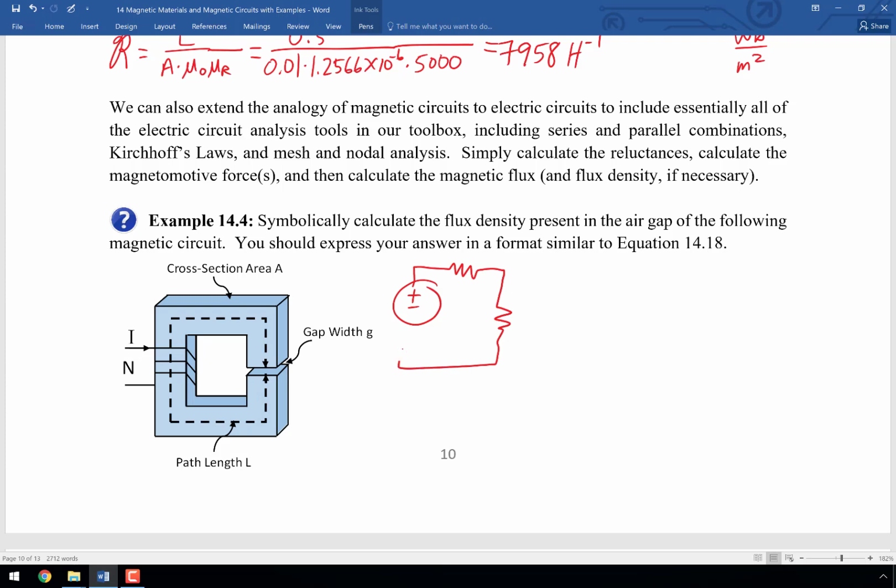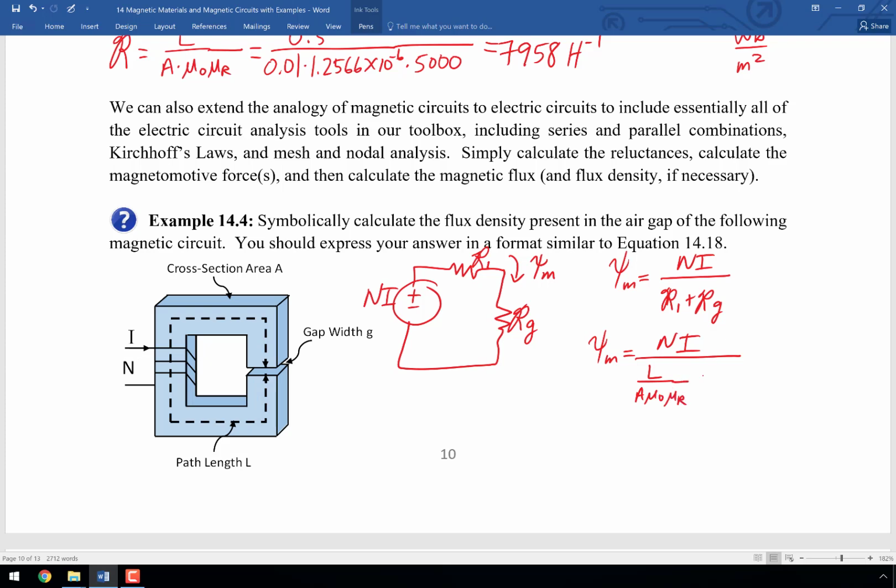We're going to need two reluctances now. I'll call this the reluctance of the gap, and I'll just call this reluctance sub 1, because that's going to be the main reluctance of the core. That's N times I, and this would be psi sub m. So we know that psi sub m is equal to Ni divided by, and because those two reluctances are in series, I can call that R sub 1 plus R sub g. And therefore psi sub m is equal to Ni divided by, what's the reluctance of the core? Well, that's going to be L divided by A mu sub 0 mu sub R. And what is the reluctance of the gap? Well, that's L divided by A times mu sub 0, and mu sub R of air is 1. Remember, the air is not a ferromagnetic material. Air is not iron, nickel, cobalt, or an alloy, and so therefore that's just equal to 1.